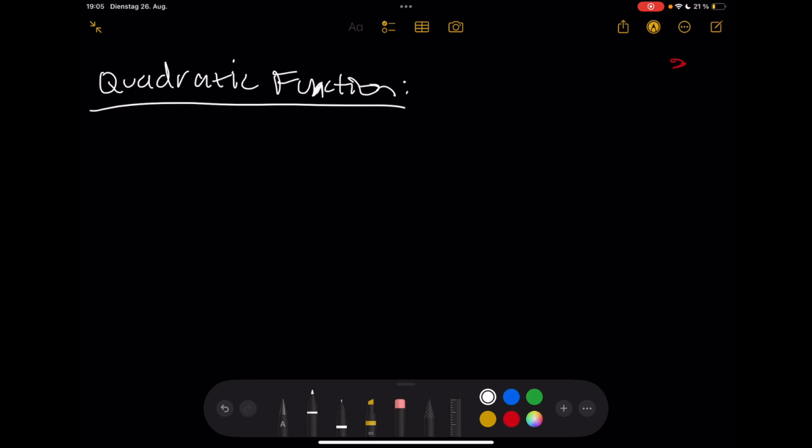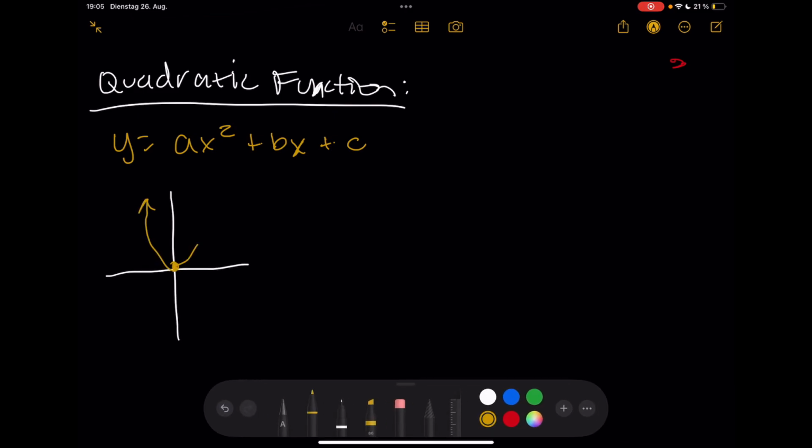So quadratic function, the equation you're going to see for this is mostly y equals ax squared plus bx plus c. And the graph, I'll just draw it for you here, is going to look a bit something like this. This shape is called a parabola. You most likely already know that. Here are the properties of the function y equals x squared as listed in the textbook.